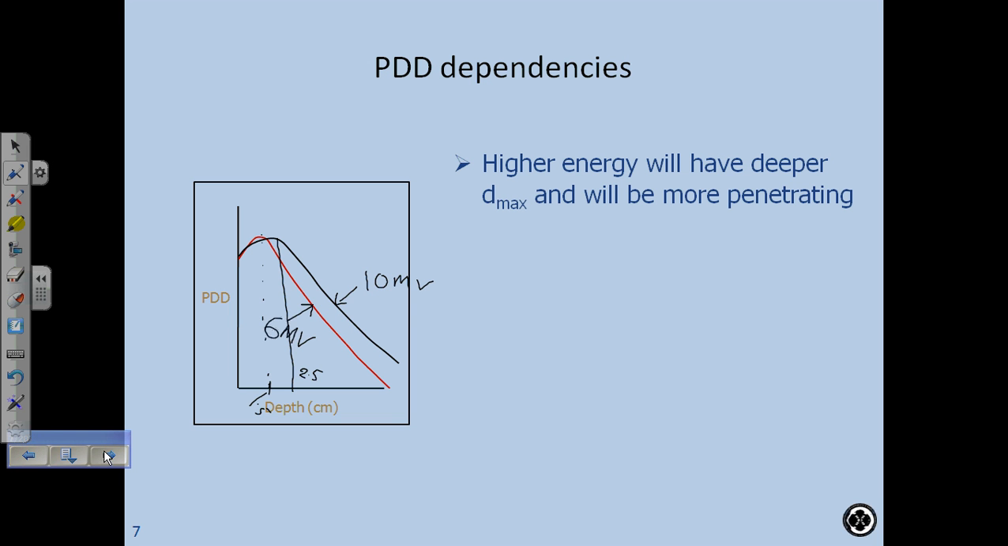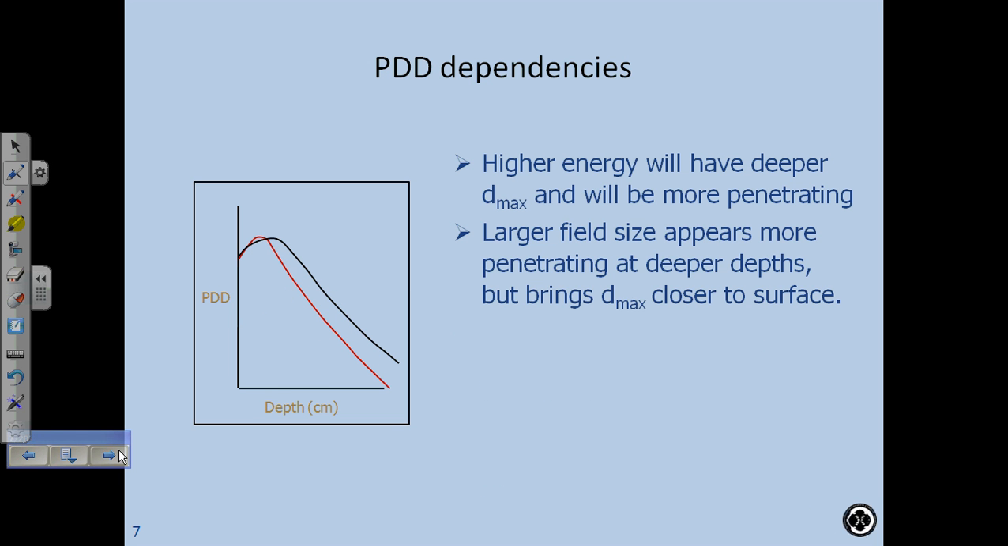So that's how you'll be able to recognize. Okay, so the larger field size appears more penetrating at deeper depths, but brings Dmax closer to the surface. Okay, so the first effect, energy. Second effect, large field size. As the field size increases for the same energy, now we're talking about 6x, 6x, but two different field sizes, like a 5 by 5 and a 30 by 30, they'll also look different.